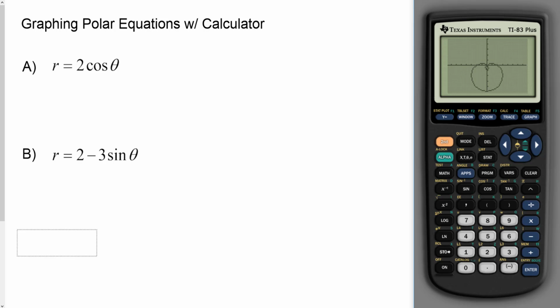One thing that I do want to show you is if I go under the window and change the theta step. Right now it's pi over 12, and I'm going to change it to pi over, say, 100. It takes a lot more time to graph because it's calculating a lot more points to plot. But it's going to look a lot more curved than it did when it was just pi over 12.